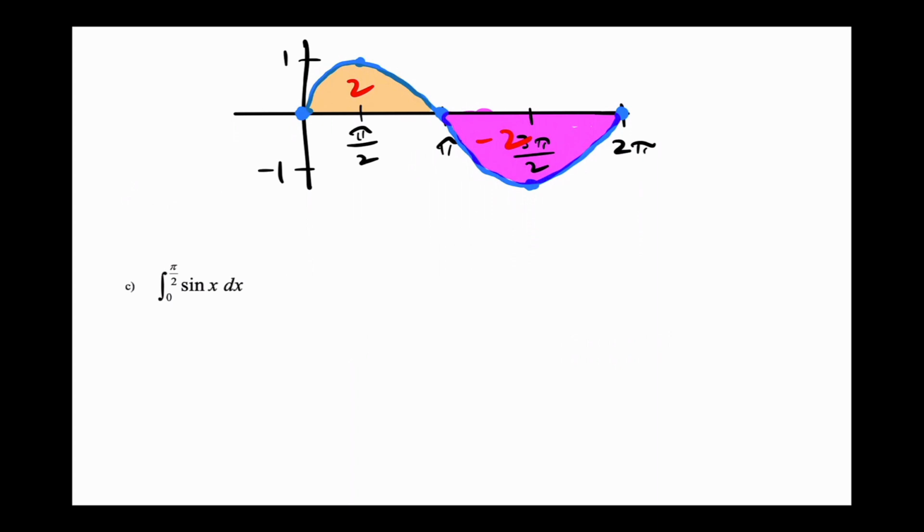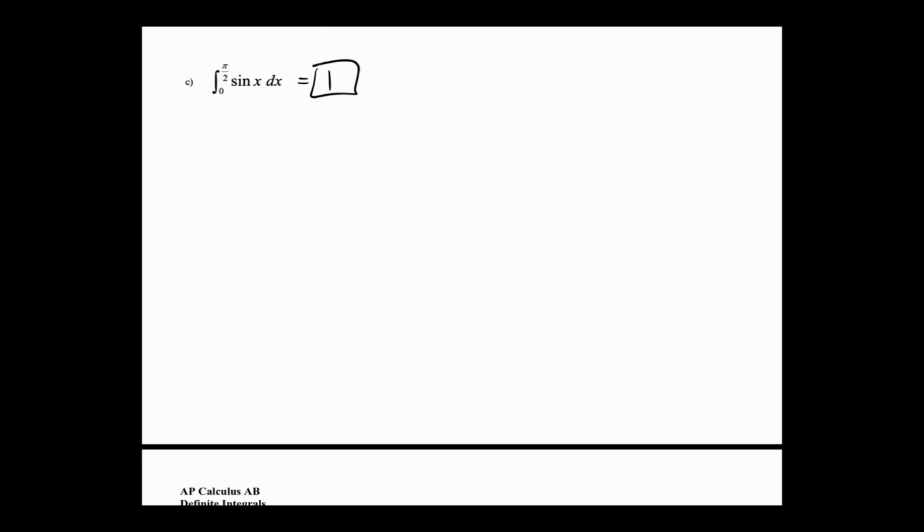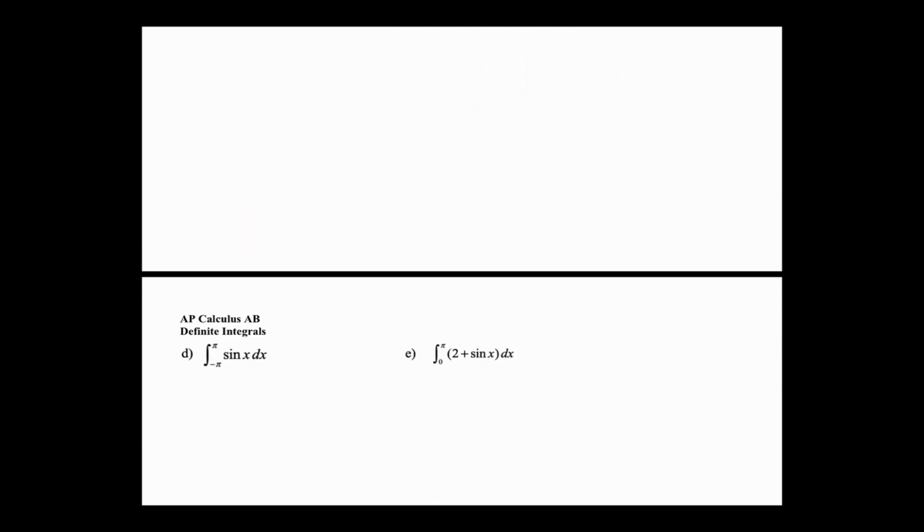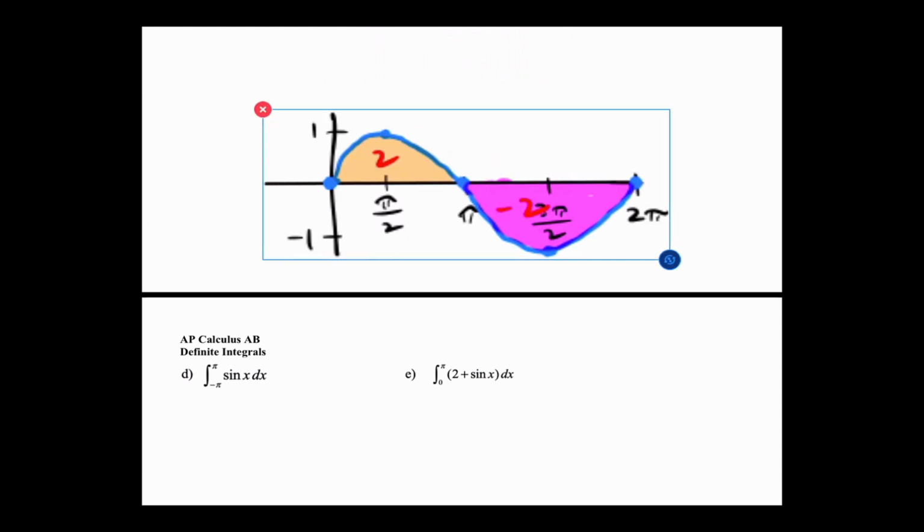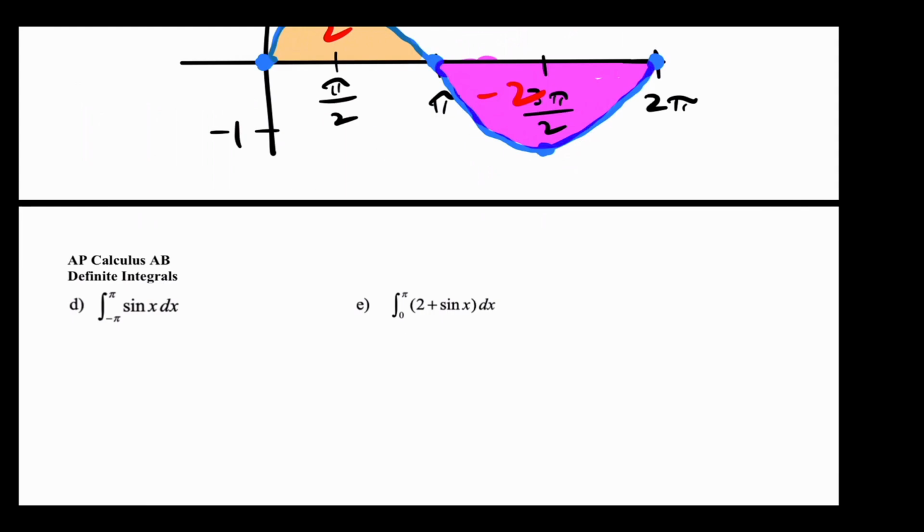What would it be from 0 to pi over 2? It would be here, right? Again, this is symmetrical. It doesn't look symmetrical the way I drew it, but it is actually symmetrical. So it would be 1. Okay, last 2.